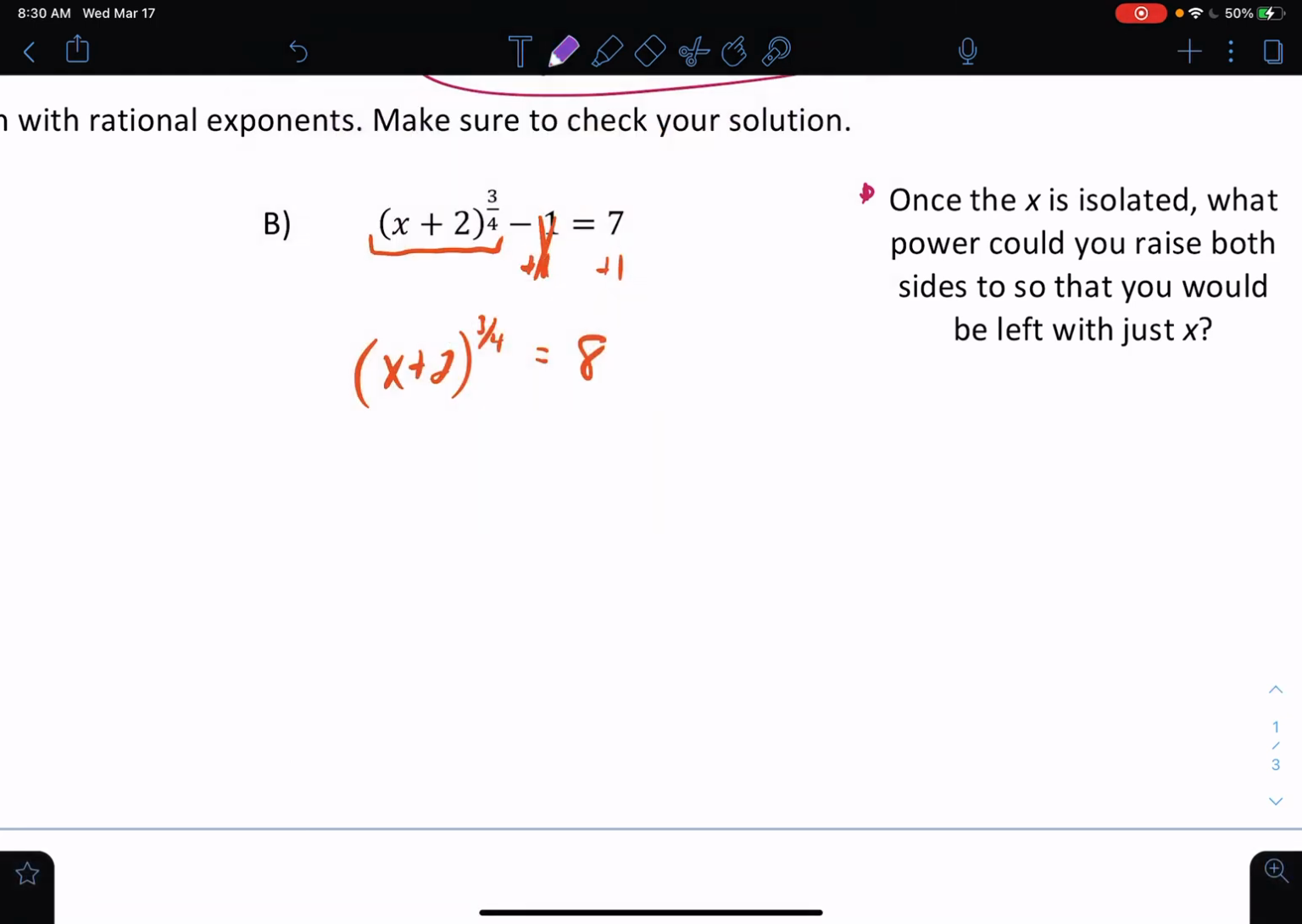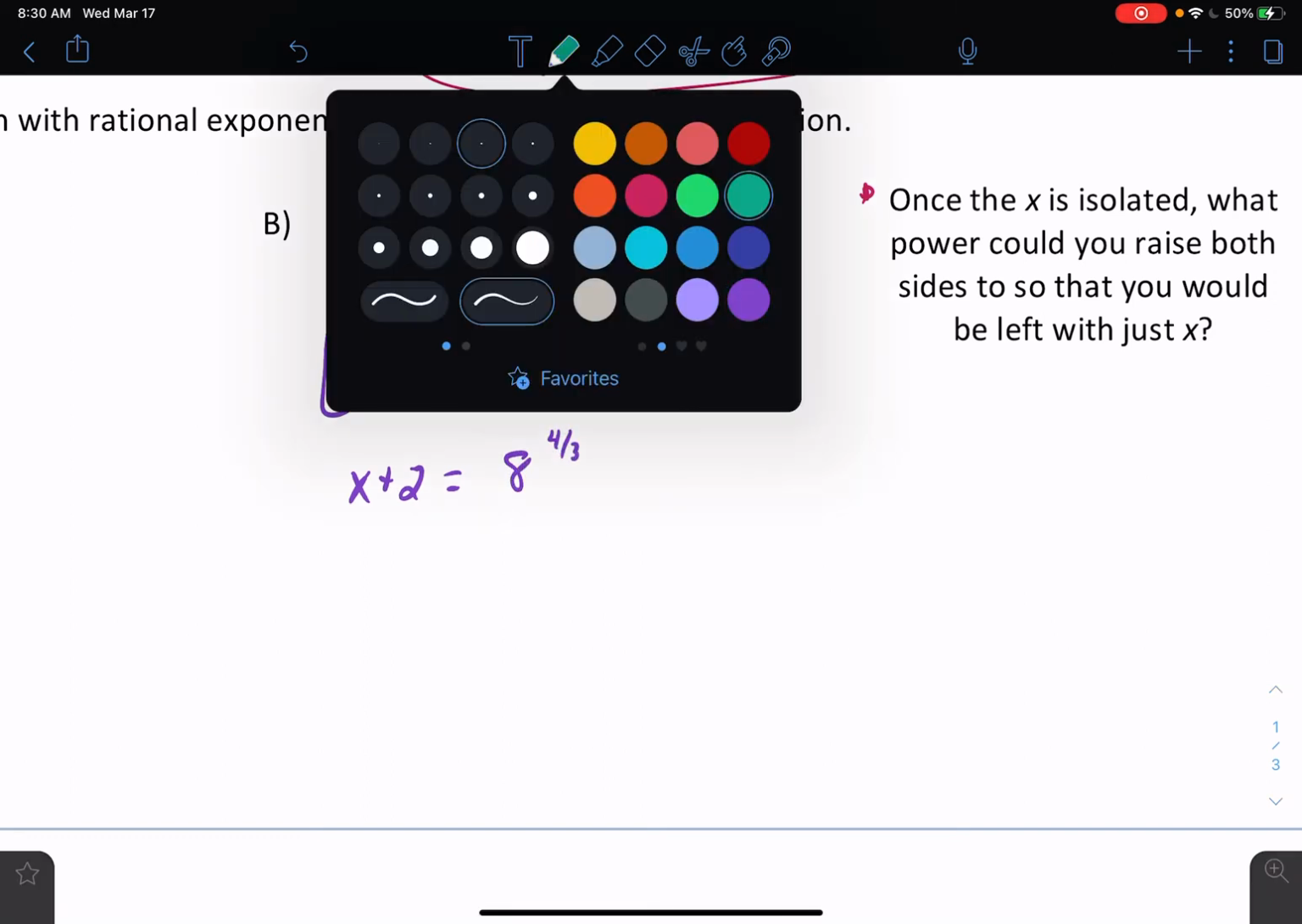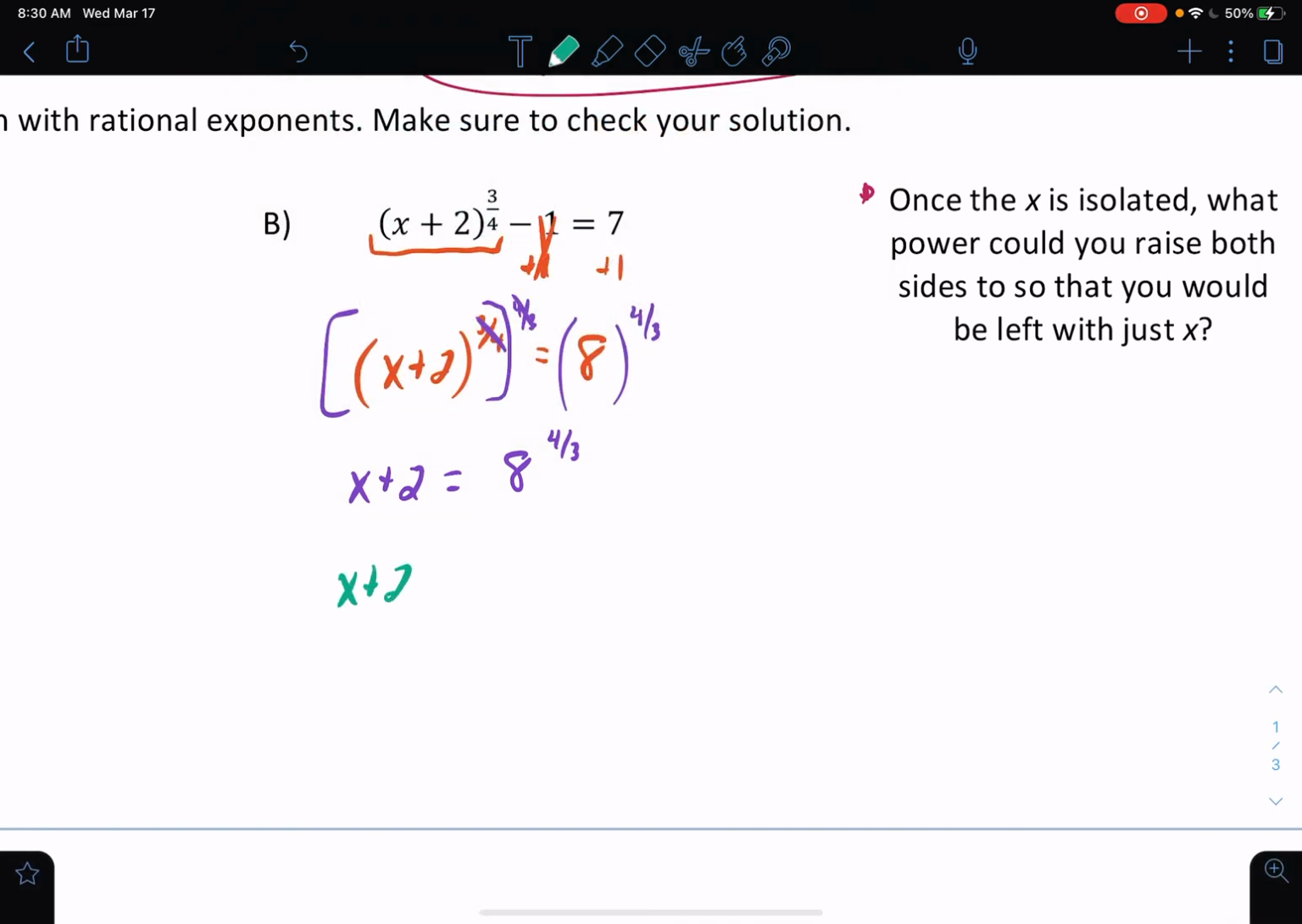Now, what do I need to raise both sides to in order to get rid of this fractional exponent? Well, I need to raise it to the reciprocal power. This is going to cancel out there. So this is going to be x plus 2 equals 8 to the 4/3 power. Well, x plus 2 can stay as is, but 8 to the 4/3 power is the same thing as the cube root of 8, all raised to the 4th power. Remember, the denominator of your exponent fraction is the root, the numerator is the exponent.